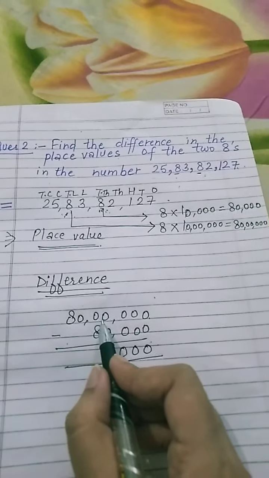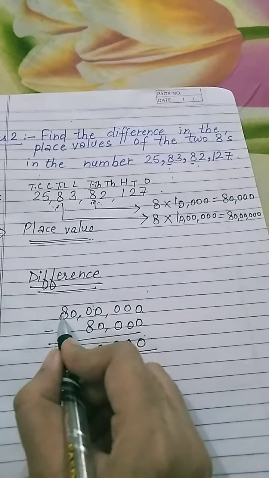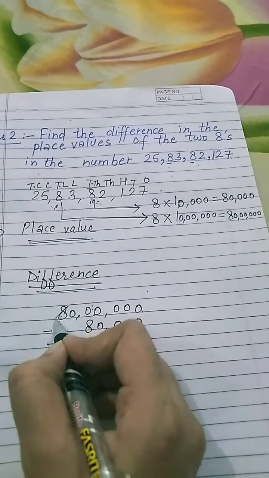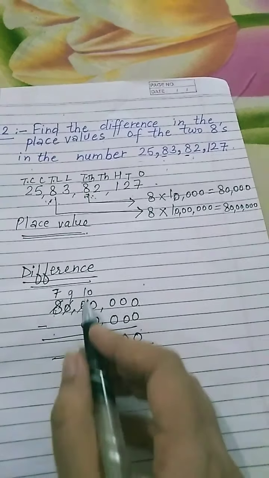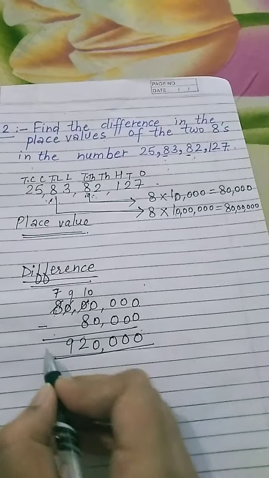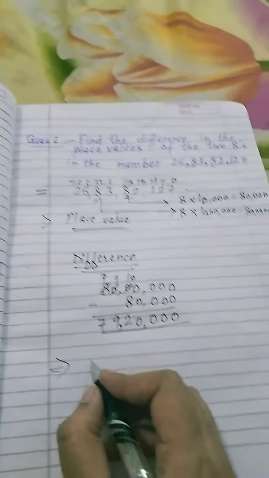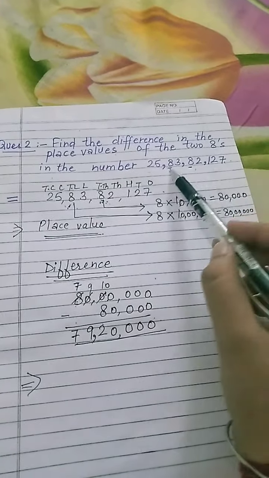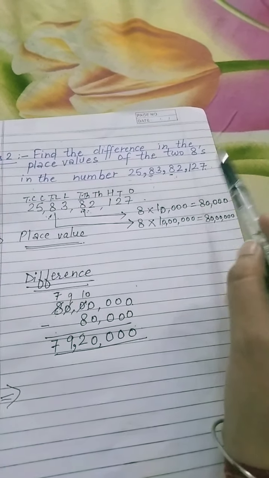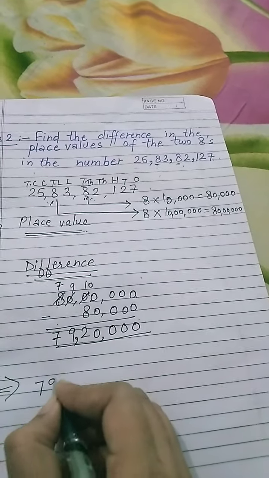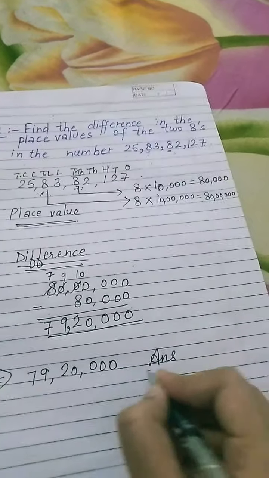As you can see that we cannot subtract 8 from 0, so we will take borrow from here. So we will borrow 1 from here, 9 and 10. 10 minus 8 is 2, 9 and 7. So the answer will be the difference of the 8s in the number 25 crore 83 lakh 82,127 is 79 lakh 20,000, and this is the answer.